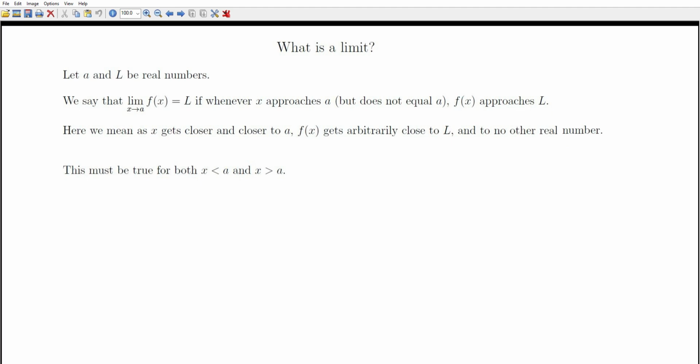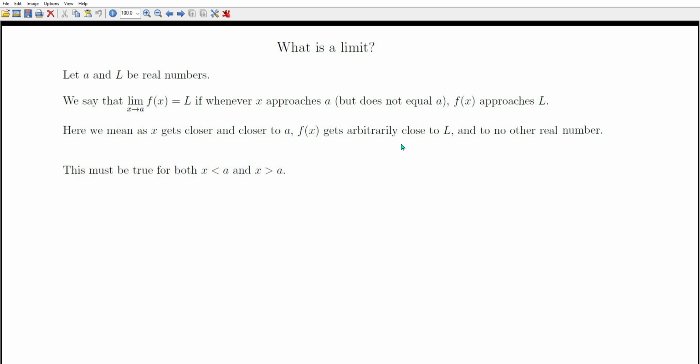Today we will examine the idea of a limit somewhat more carefully. So what is a limit? Well, let a and L be real numbers, and we say that the limit as x goes to a of f of x equals L if, whenever x approaches a but does not equal a, f of x approaches L. What we mean here is that as x gets closer and closer to a, f of x gets arbitrarily close to L and to no other real number.